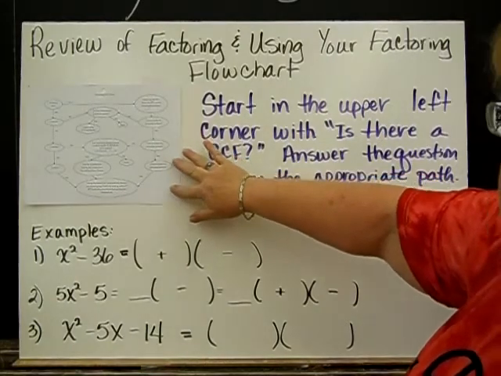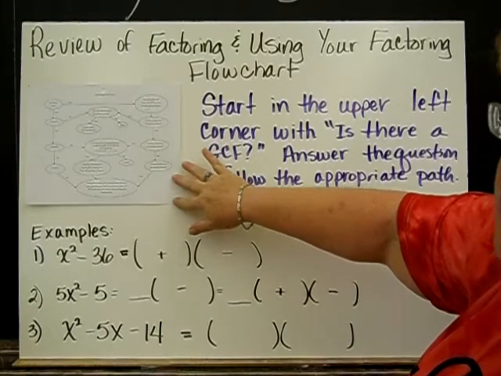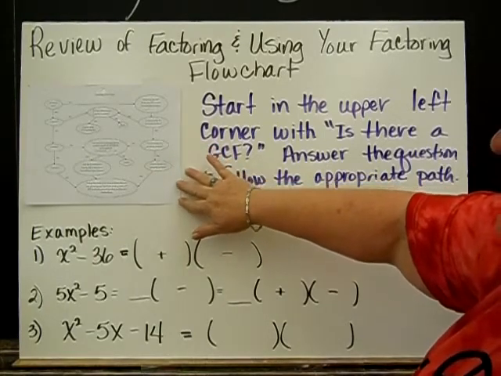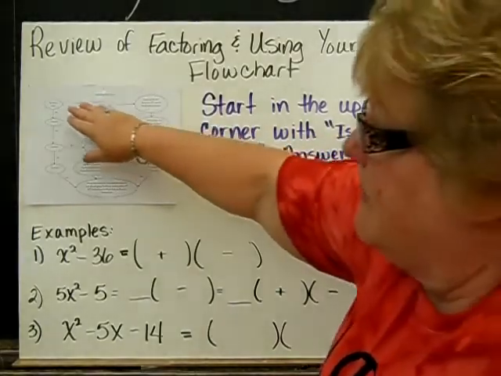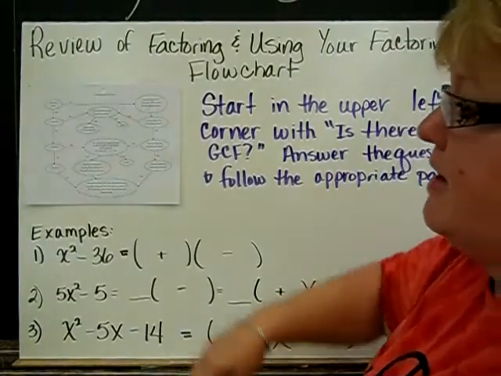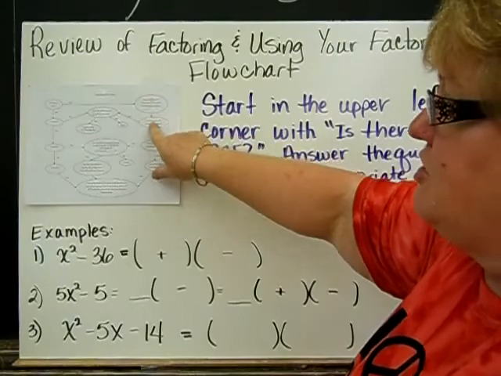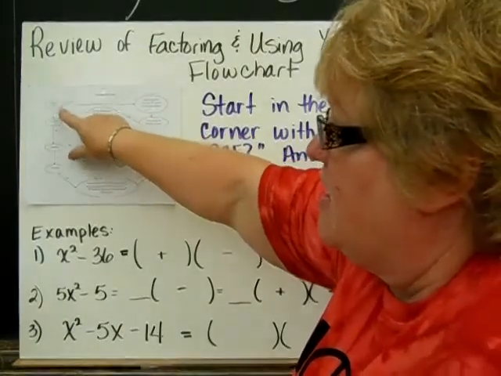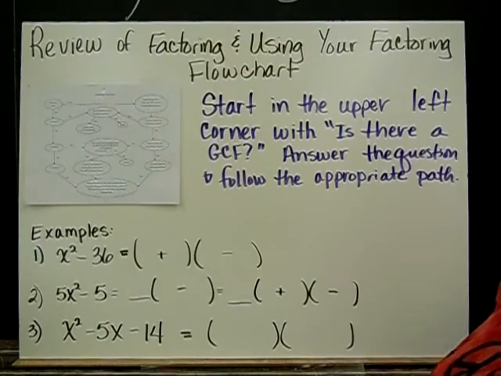I know this is probably too small for you to read, so you should make sure that you have your own copy of your factoring flowchart in your hand as you're working these so you can look at it. To use your factoring flowchart, you start in the upper left-hand corner and you ask yourself, is there a greatest common factor? If the answer is yes, you follow the path this way and just continue on following the path. If it's no, you go this way and once again just continue to follow your path.